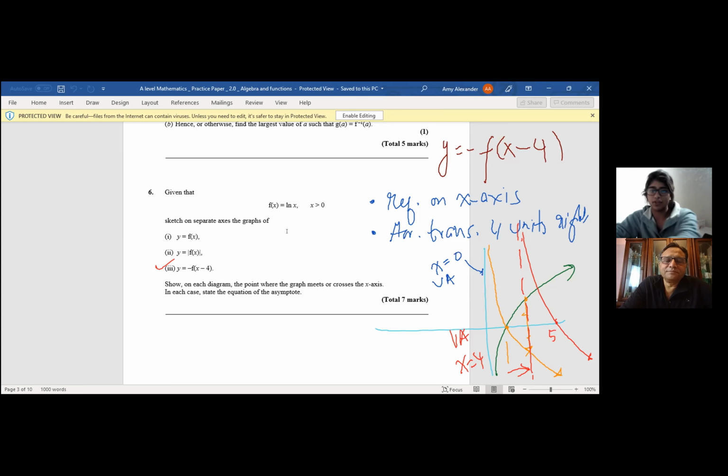So yeah, then you've shown the graph, and showing the asymptote is super important. Otherwise you would lose the marks. So they have very clearly mentioned that. Can you please read these 2 lines, Sammy? Oh yeah, show on each diagram the point where the graph meets or crosses the x-axis, and in each case, state the equation of the asymptote.